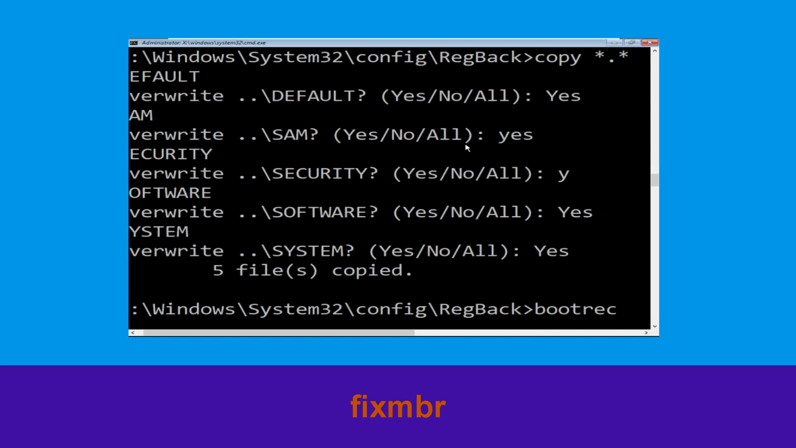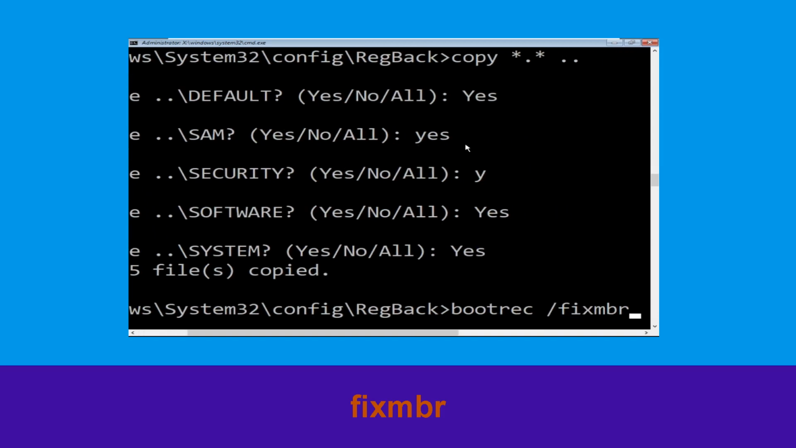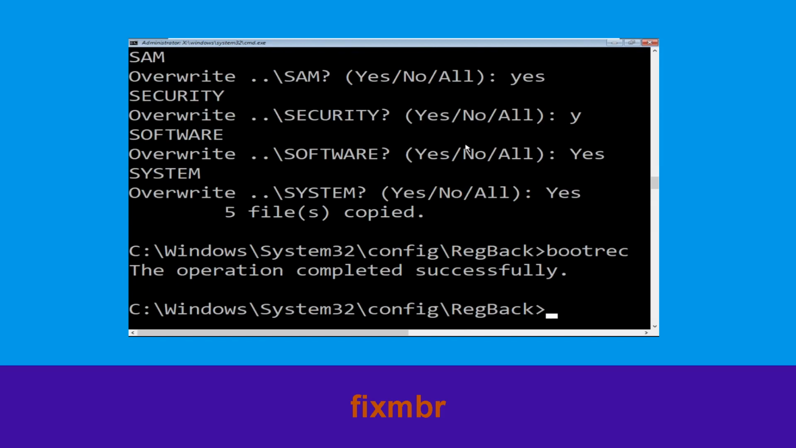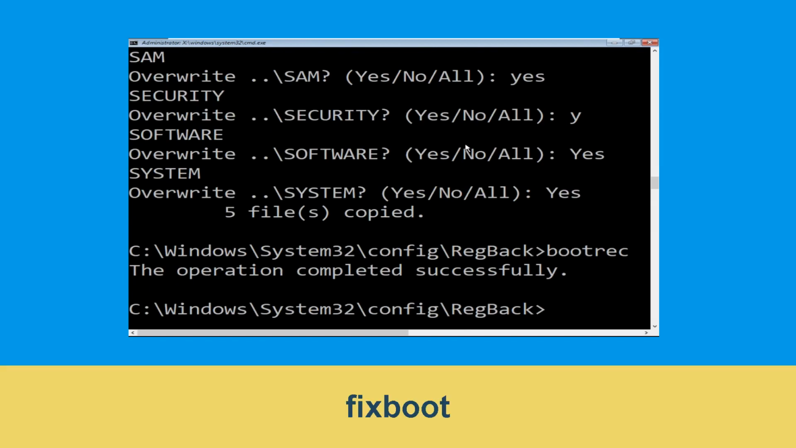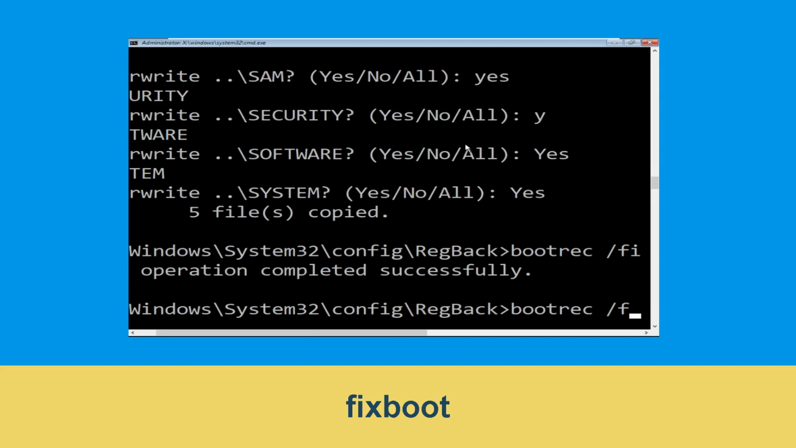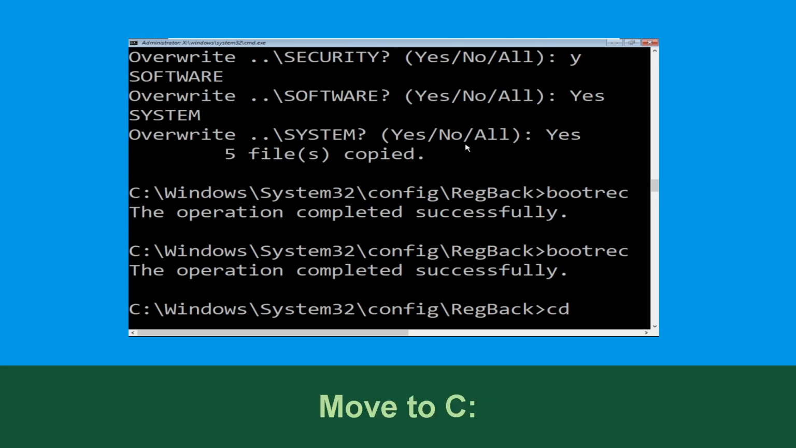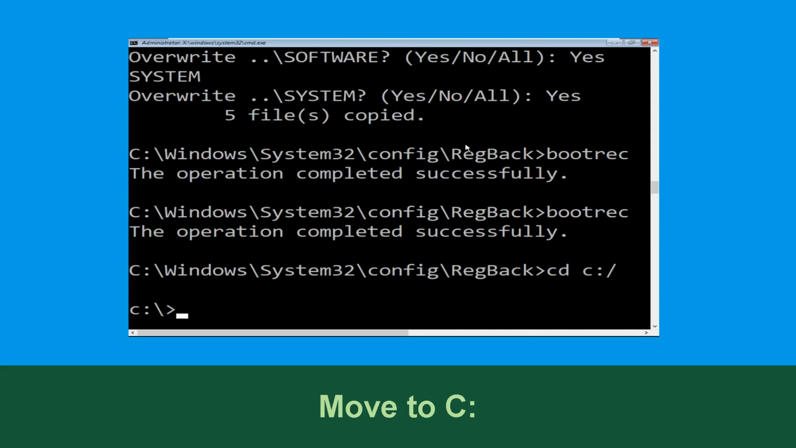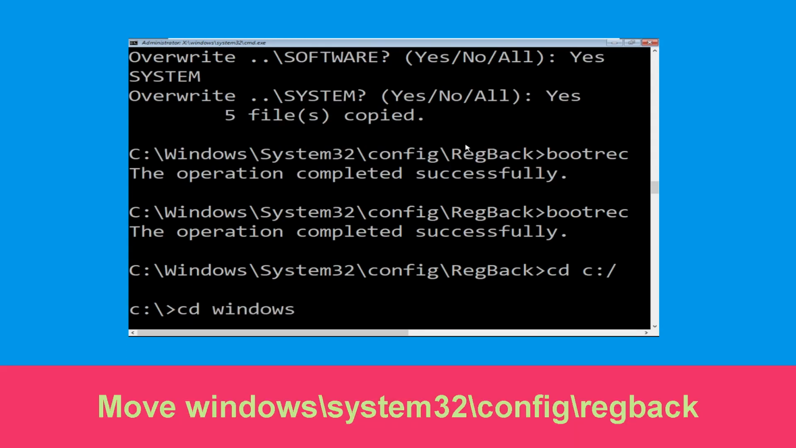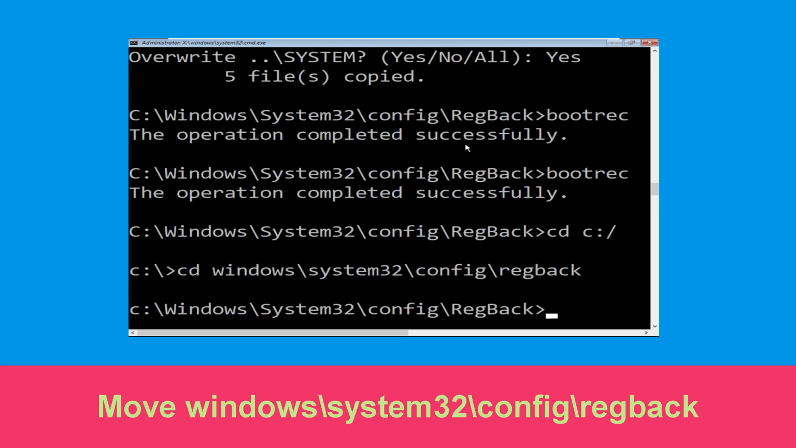Type in bootrec /fixmbr and hit enter to execute the command. Now execute this command. Type in bootrec /fixboot and hit enter. Type cd space c:/ and hit enter. Now execute this command. Type cd space Windows /system32 /config /regback, then simply hit enter to execute this command.